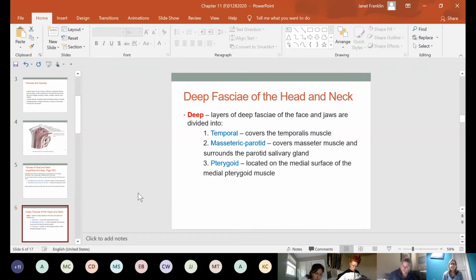Your deep fascia are the layers of deep fascia of the face and jaws, and they're divided into the temporal, masseteric, parotid, and pterygoid. So think about what those are. Those are your muscles of mastication: your temporalis muscle, your masseter muscle, and your medial and lateral pterygoid muscles.